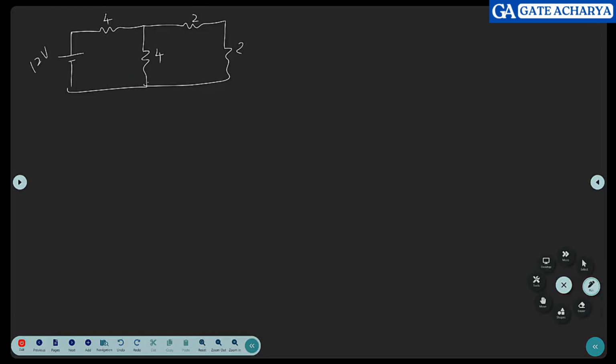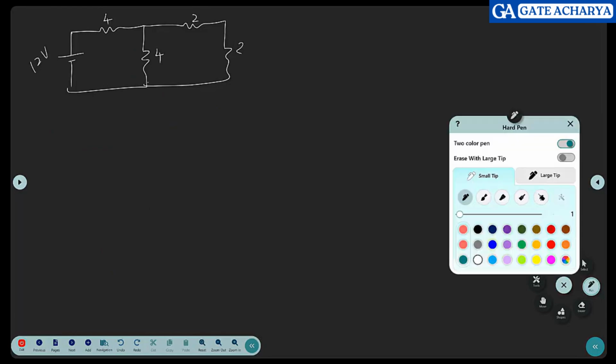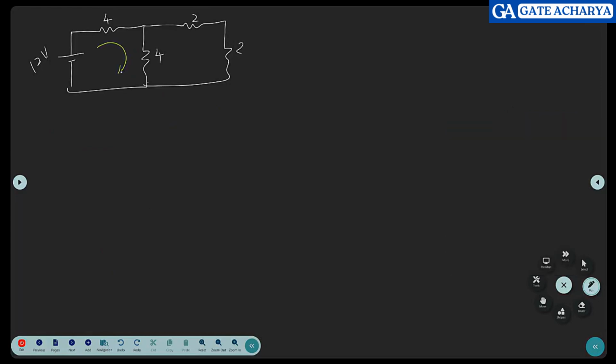How do you write KVL? You have to give current names, right? There we give node names. Here, what will be the current names? I1, I2. So, what will be the first loop equation?